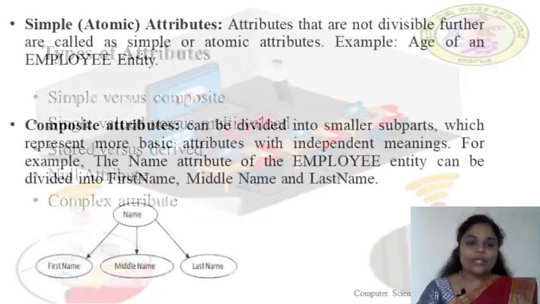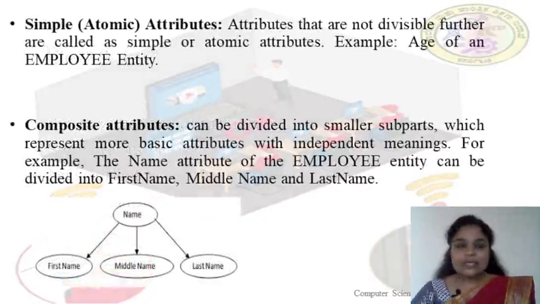Coming to the first one, simple versus composite attribute. What is the simple attribute? Let me read the definition. Attributes that are not divisible further are called simple attributes, and it's also called what? Atomic attributes. For example, age of an employee, age of an employee in the employee entity.